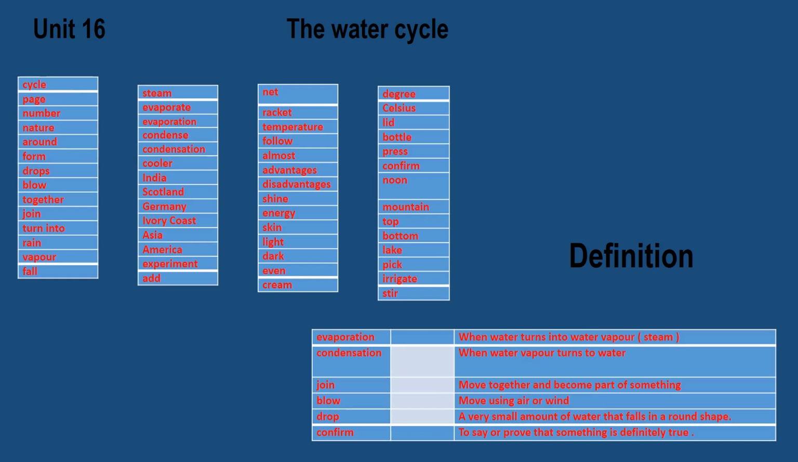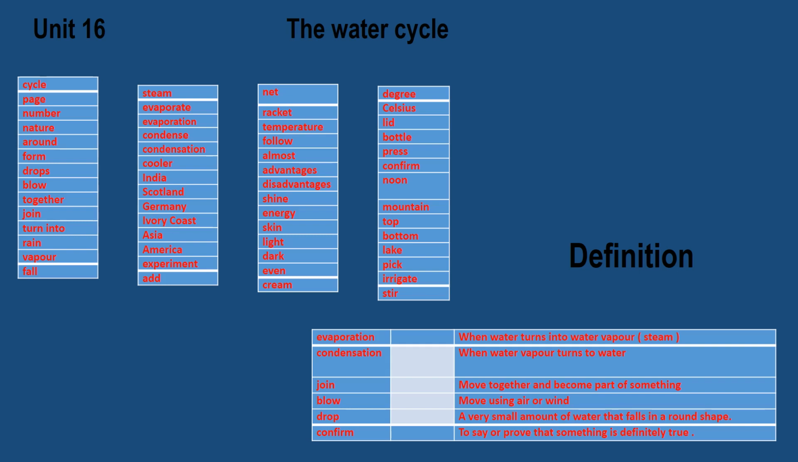Okay, Prep 2, Unit 16, the water cycle. Cycle: to move in a round shape. Page, number, nature, around. Form, drops, blow, together. Join, turn into. Rain, vapor, fall. Steam, evaporate, evaporation. Condense, condensation.